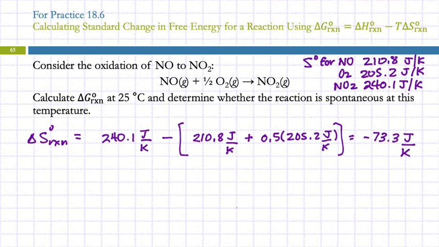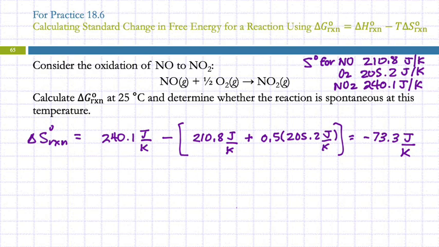Is that a reasonable number? Yeah, we expect it to be negative, right? Because we're going from 1.5 moles of gas down to 1 mole of gas. So that should be a decrease in entropy.